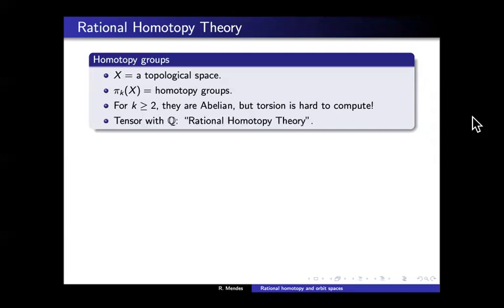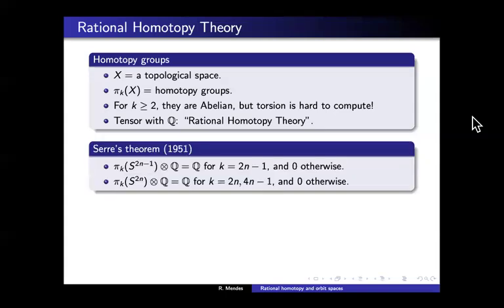And one way to isolate just the free part of your abelian group, the homotopy group, is to tensor with the rational numbers. And so this is called rational homotopy theory. That's a very, very hand-wavy definition of what rational homotopy theory is.